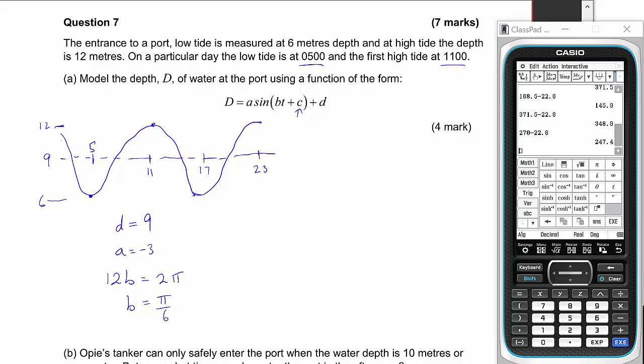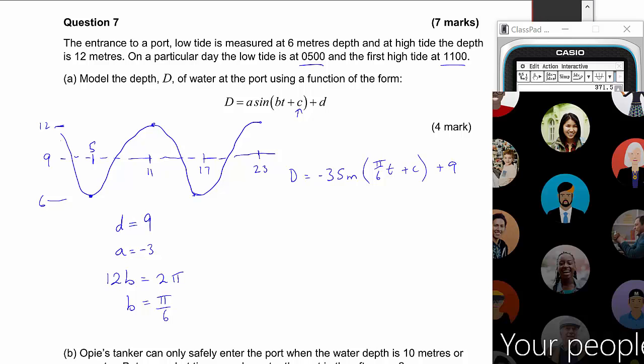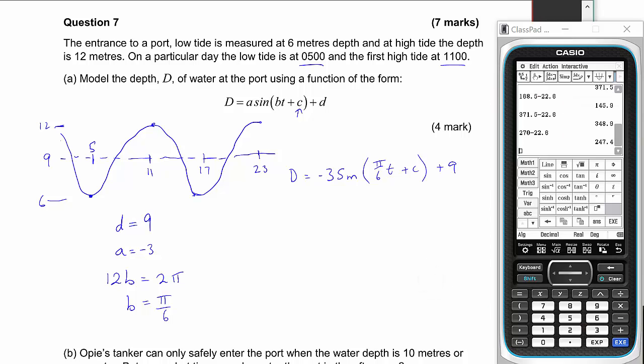Okay, so let's look at what we've got so far. So we've got d is equal to -3 sine of (pi by 6 t plus c) plus 9. So what do we know? We know that sine of 5 pi by 6 plus c, that's when it's at the bottom here, so that must be equal to 1 because of the -3 there.